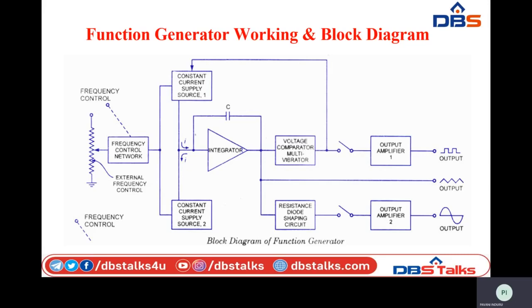So by using a particular wave shaping network along with its amplifier. Similarly, we have a resistance and diode wave shaping network, which shapes the output of the integrator into a sinusoidal waveform. Here we have an output amplifier for strengthening the sinusoidal output. So that means this function generator is capable of producing three types of outputs: square wave output, triangular output, and then sinusoidal output.